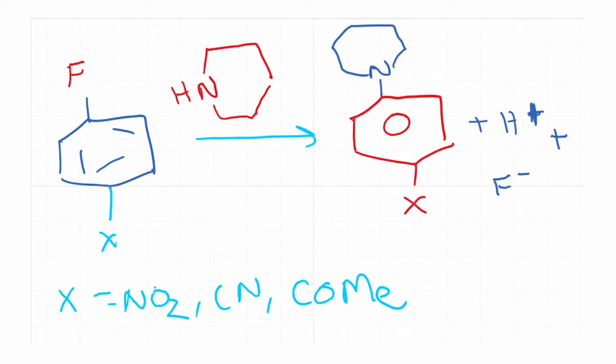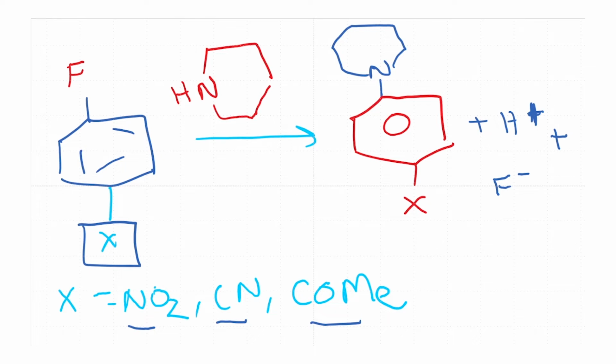So if the group X here is hydrogen, this reaction does not happen. This we have already looked at in the past. Basically the ring is not activated enough for it to undergo nucleophilic aromatic substitution. But when X is nitro, cyano or a ketone, the reaction does go forward. And what we can do is measure the rate of the reaction, the loss of the starting material and also the formation of the product. Once you measure the rate, you can derive a rate constant.